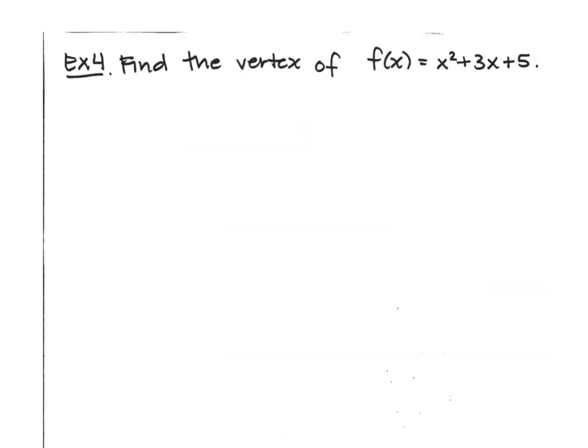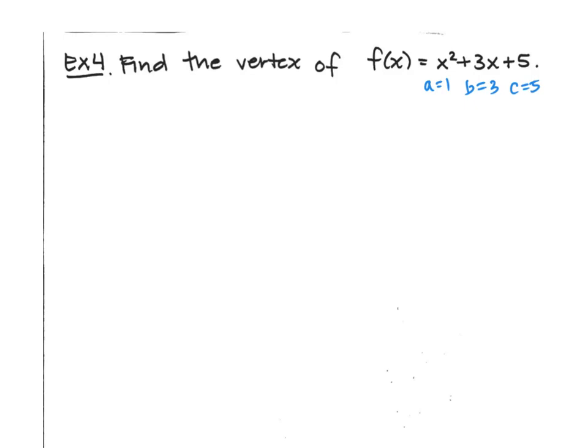Okay, for the last example, I'm going to find the vertex of f of x equals x squared plus 3x plus 5. If you like to complete the square, you're welcome to complete the square, but I know many of you like the -b/2a formula, so I'm going to use that here. It doesn't tell me I have to transform it to standard form, so I'll use the formula. So a is 1, b is 3, c is 5.